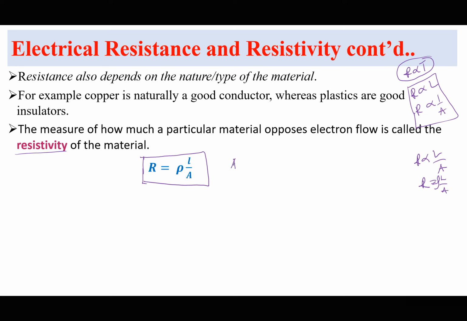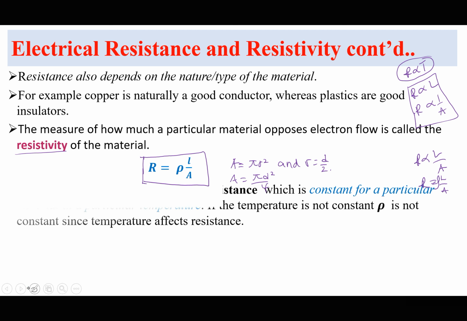Remember, cross-sectional area A could be given by pi r squared. And also remember that the radius is equal to diameter divided by 2. So many times cross-sectional area will be quoted as pi d squared divided by 4, because r is d over 2. When you square, you get d squared over 4.